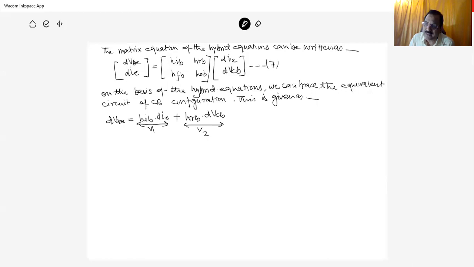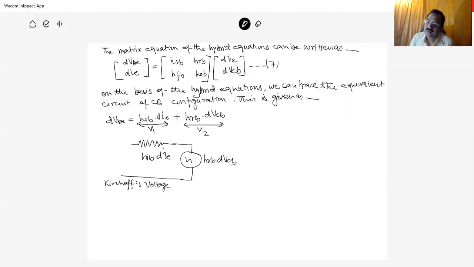So we can express this current multiplied with the parameter, so that parameter must be a resistance. So this is dIE, this is the voltage drop, this is V1, and this is V2. V2 is HRB into dVCB. So this is Kirchhoff's voltage law.